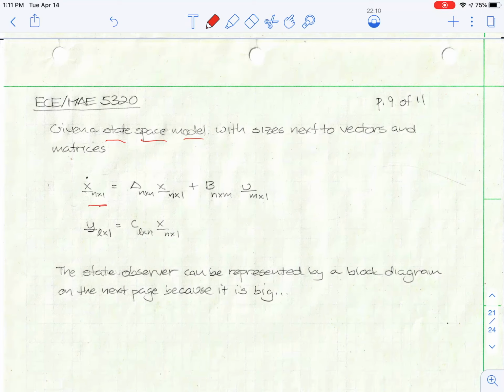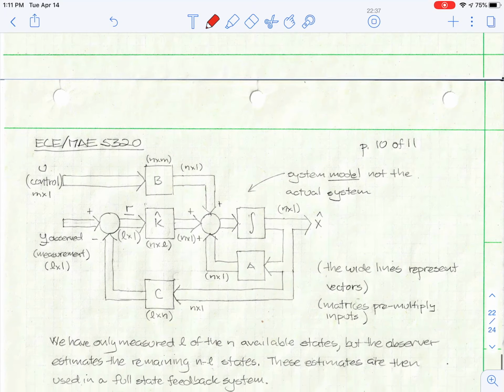I'm showing the sizes of the matrices and vectors here so that you can get an idea of what sizes. They don't necessarily have to be square matrices. You've got an L by N here. This one's N by N. This one doesn't necessarily have to be a row matrix. It can be N by M, and you can have multiple inputs. Okay, the state observer can be represented by a block diagram on the next page.